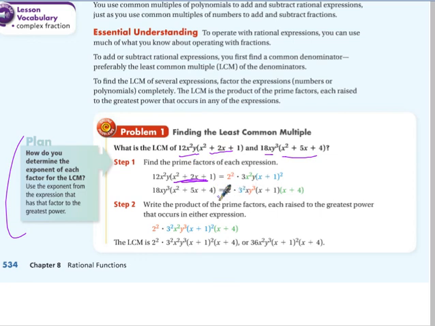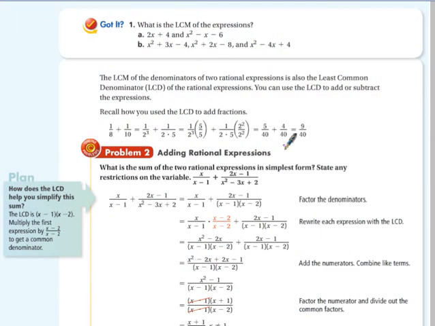We do the same thing down here. This is 2 times 3 squared, and then x y cubed, (x plus 1), (x plus 4). And then we write the product of the prime factors, each raised to the greatest power that occurs. So that's 2 squared as the greatest power, 3 squared, x squared, y cubed, (x plus 1) squared, (x plus 4), and then we put that all back together. You've done these common multiples before, just never quite this messy looking.